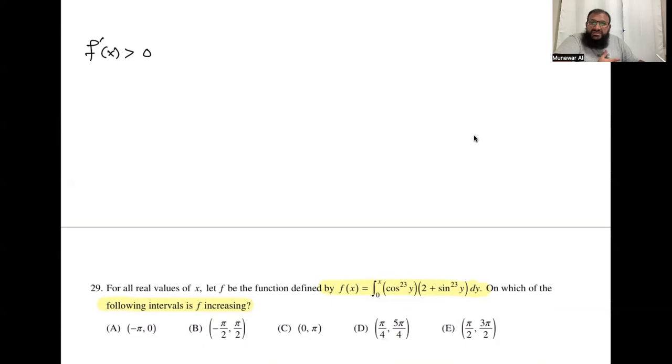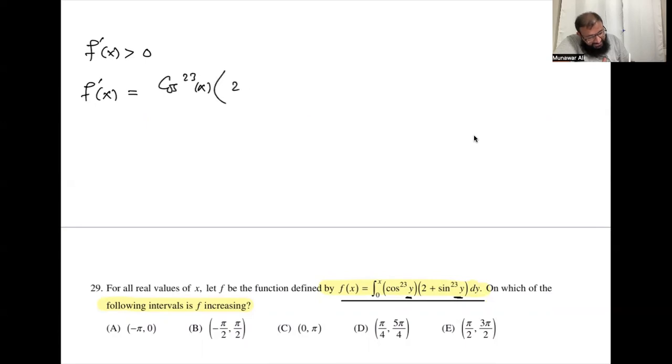So I will differentiate this function, and for differentiation, I will apply the fundamental theorem of calculus. So this is my function. F prime of x is simply substituting y equal to x, nothing else. And then the derivative of x that I'll multiply, which is going to be 1, so no need to multiply. And then evaluating this whole function at 0 gives me a value, but multiplied by the derivative of 0, which is 0. So the second term is 0, and the first term is simply cos to the 23 x times 2 plus sine to the 23 x. So this is my derivative.